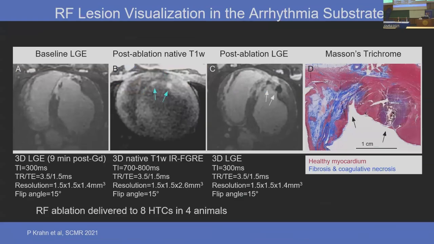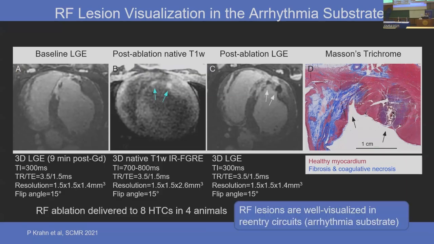So can we ablate in that heterogeneous infarct? Answer is yes. So here's the baseline LGE, which shows that heterogeneous scar. Here's the native T1 weighted images after the ablation. You can see the lesions beautifully, similarly with microvascular obstruction LGE, and here's the histology. You can see we landed an ablation right in the middle of a heterogeneous infarct where you can see the fibrosis surrounded by healthy tissue. Here's an ablation in healthy. So you can see the lesions. Great. That was step one.